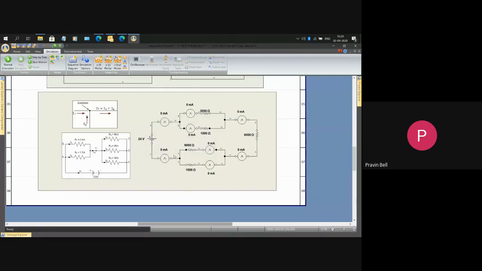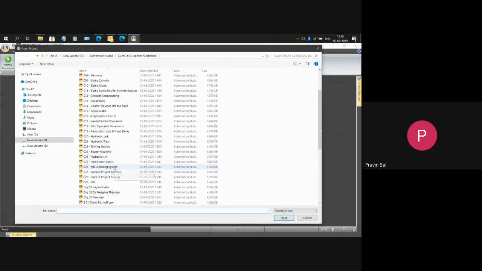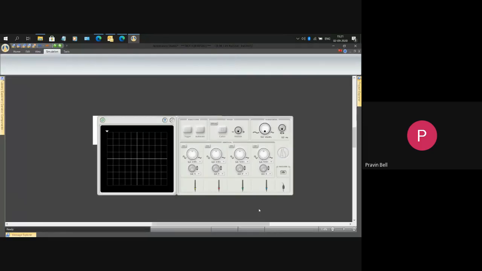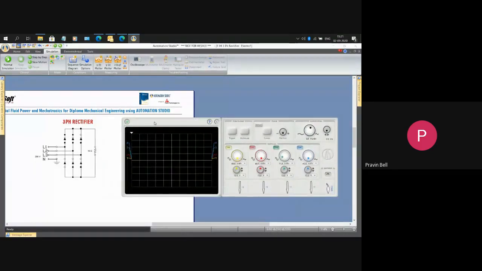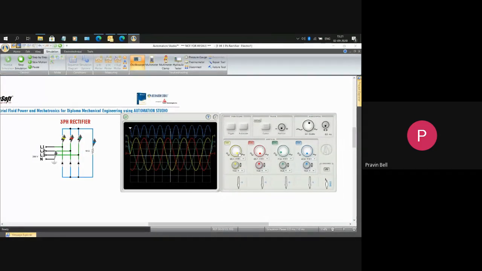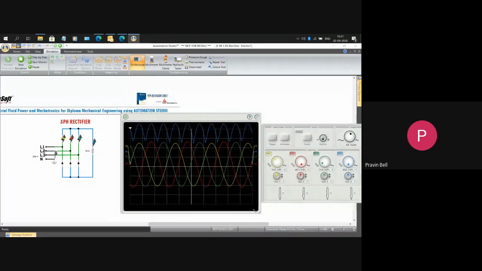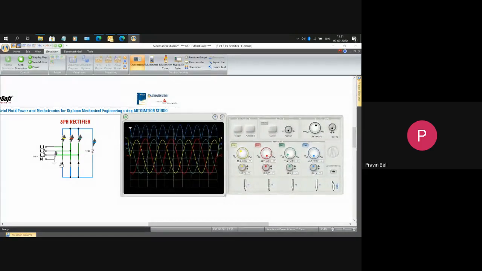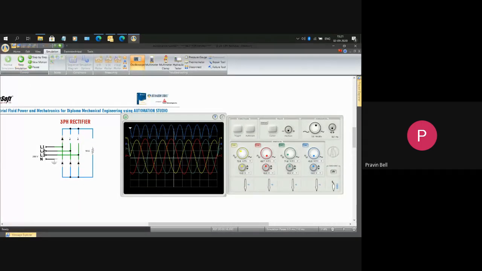Then Automation Studio also has oscilloscopes, like a real oscilloscope. For example, we take a circuit of a 3-phase rectifier. This is another practical I've seen in the mechatronics syllabus in diploma. So we actually have an oscilloscope like this. If I simulate this, you can see the graph here, and these buttons actually behave like a real oscilloscope. You can see these waveforms here. So you can do things like a three-phase rectifier and a full wave rectifier. These experiments are possible.